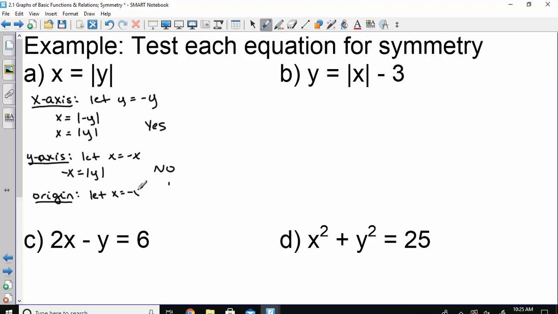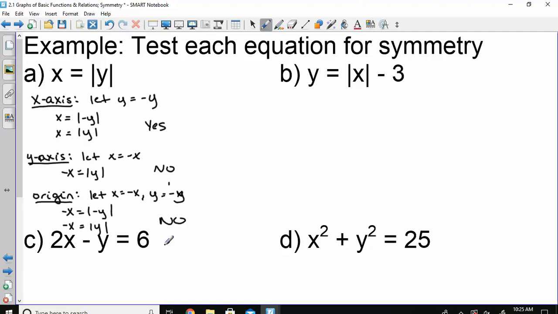To check the origin, you do both. Make your x a negative x and your y a negative y. So if I do that, my x is negative, my y is negative. I can't get rid of the negative on my x. The negative on my y would disappear. Is that the same as the original? No. So this one is symmetric to the x-axis, but none of the others.